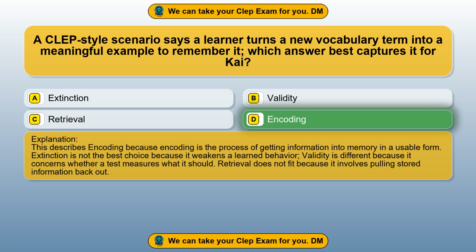This describes encoding because encoding is the process of getting information into memory in a usable form. Extinction is not the best choice because it weakens a learned behavior. Validity is different because it concerns whether a test measures what it should. Retrieval does not fit because it involves pulling stored information back out.